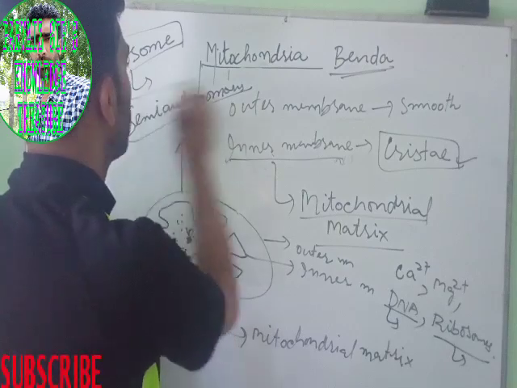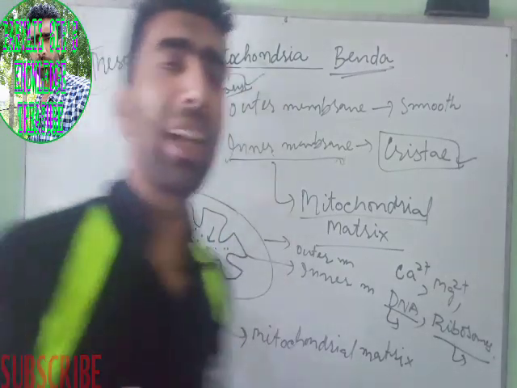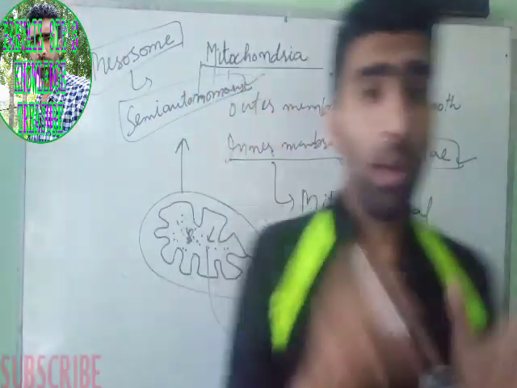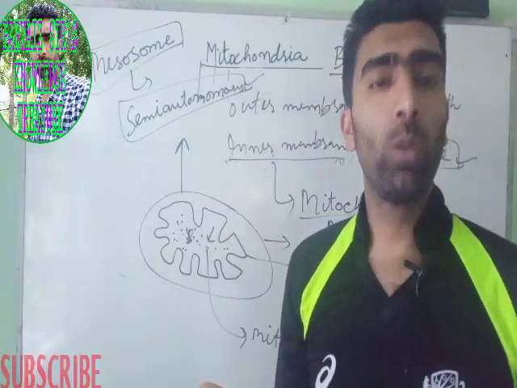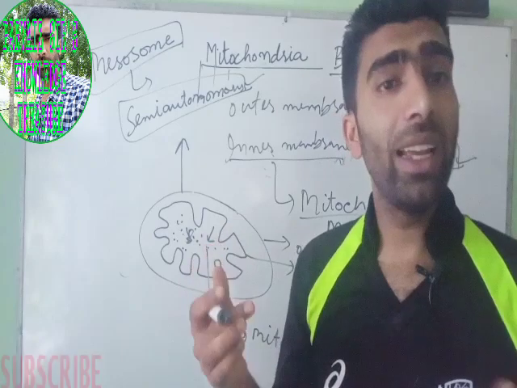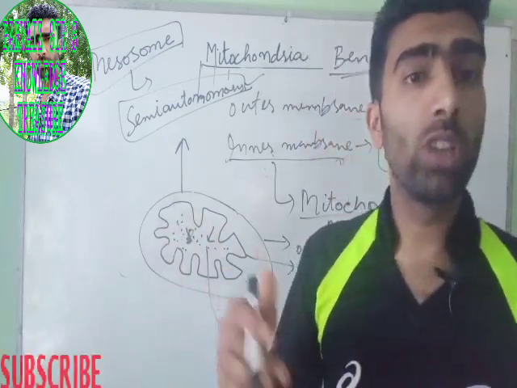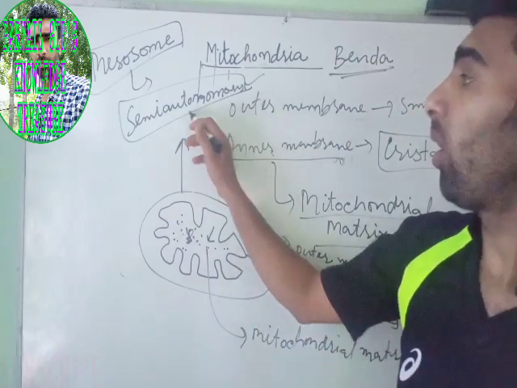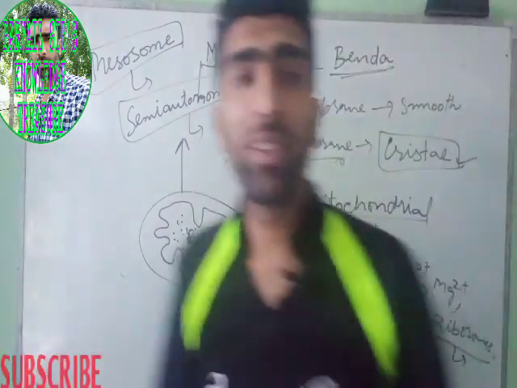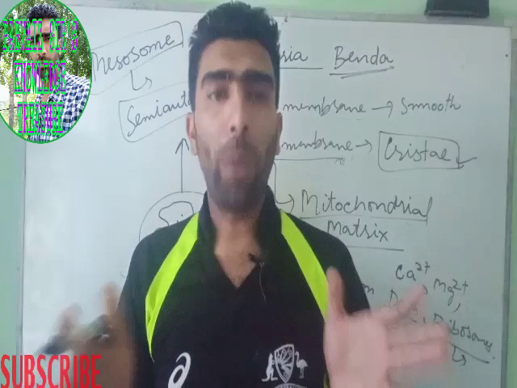Semi-autonomous means it is not fully under the control of the nucleus because it possesses its own DNA and its own ribosomes. Although the DNA and the ribosomes are of prokaryotic type, it is still autonomous in nature. That means it is not completely dependent on the nucleus for its needs.